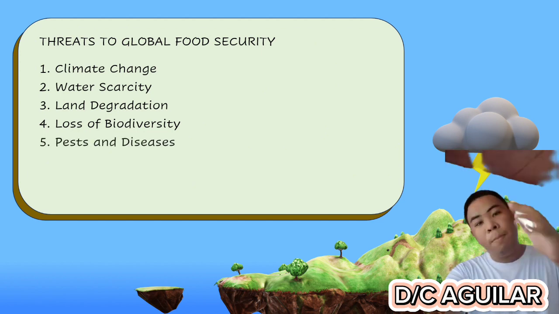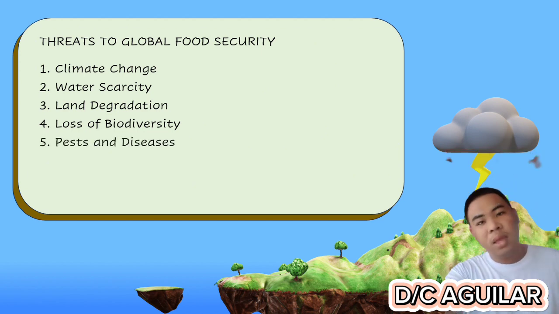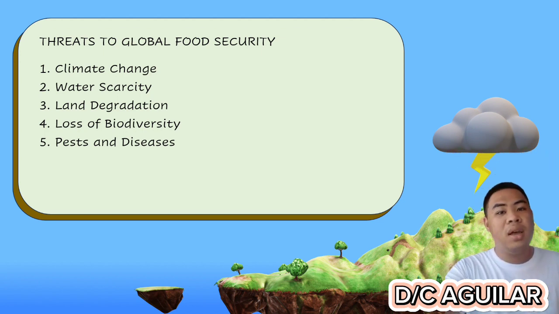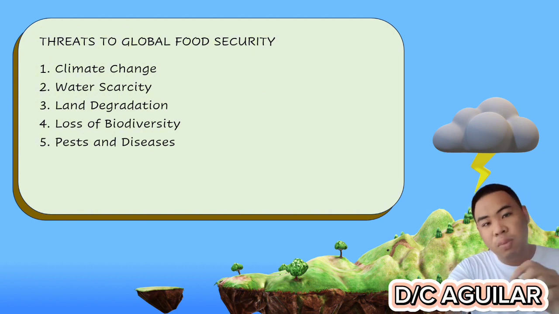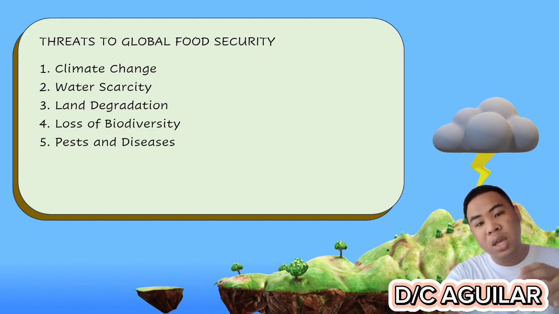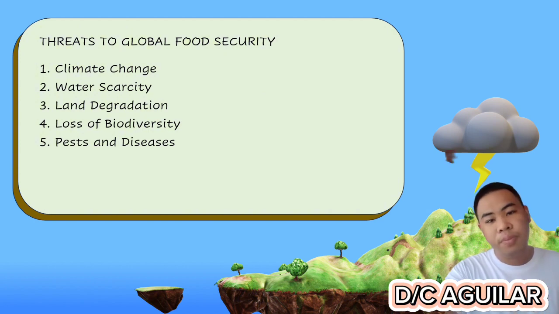Number five, pests and diseases. Pests and diseases represent outbreaks of harmful insects, fungi, or pathogens affecting crops and livestock. These outbreaks pose a threat to food production by damaging crops and spreading diseases. The consequences are reduced yields and heightened costs for pest control. Factors contributing to the prevalence of pests and diseases involve the global movement of goods and changing climates.